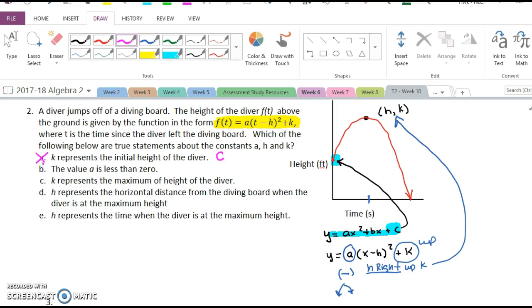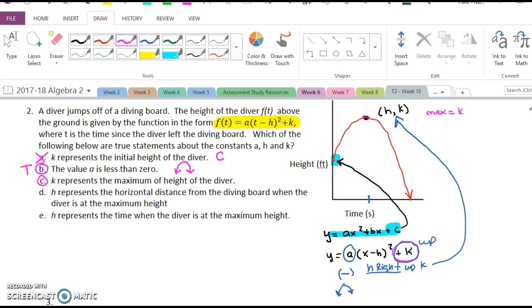Well, that's true, because our parabola opens down, so A is some kind of negative number. K represents the maximum height of the diver. That's true, because we have a vertex here, and so our max is equal to K, because that's how far the vertex is up. So that's true.